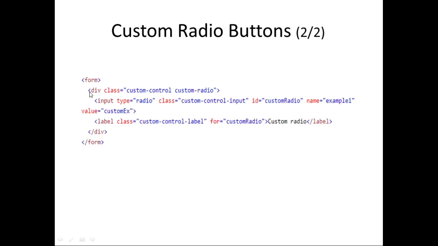So the code, we have again our division. You wrap around, so that means you place it inside. We have the classes custom-control and custom-radio, and then our input tag with type equals radio and custom-control-input. Then we have the ID custom-radio, name equals example, and then the value. This will be the value if we check this radio button. Then the label with class custom-control-label. Then for, again, should match the ID. So we have here custom radio.